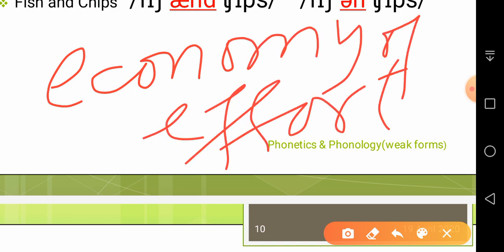So our energy, we are supposed to use less energy. So we introduce all the features of connected speech.